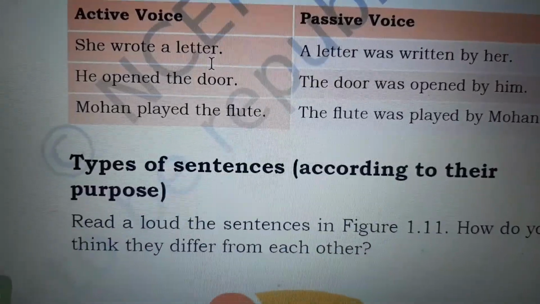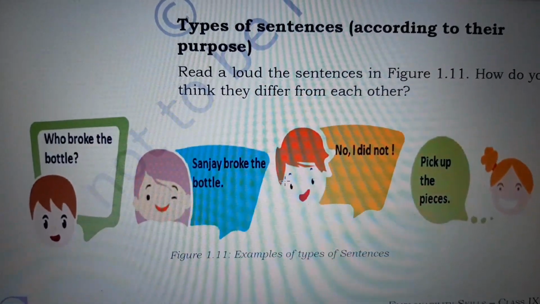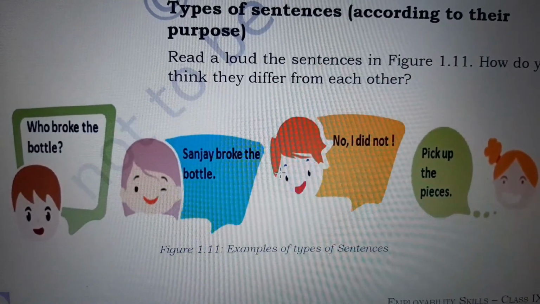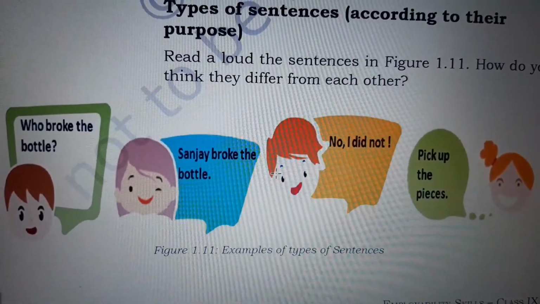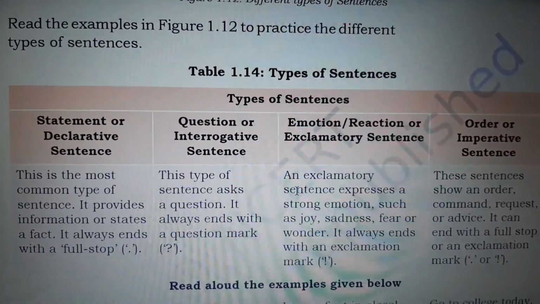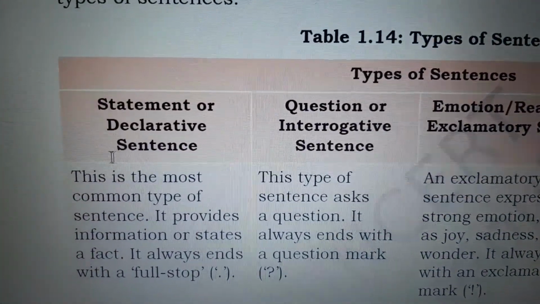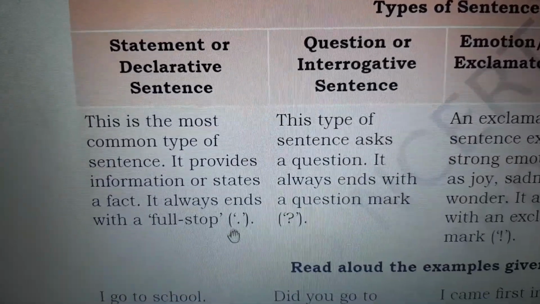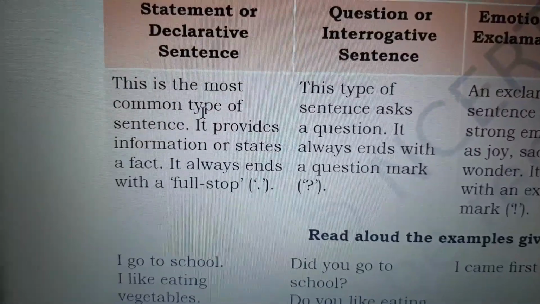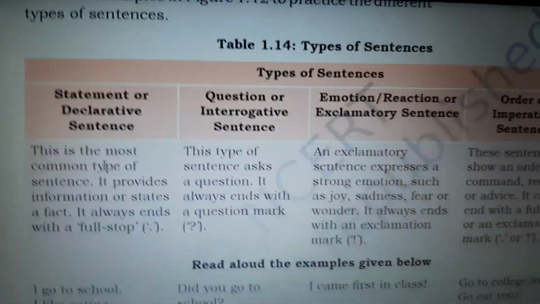Now next is types of sentences. Here are the examples of types of sentences. I think you guys can assume what the types of sentences are. So I am leaving this up to you. Now let us quickly see the types of sentences. First one is the declarative sentence. The simplest one that ends with a full stop is known as a declarative sentence. Let us see the example. I go to school. I like eating vegetables is a type of declarative sentence.